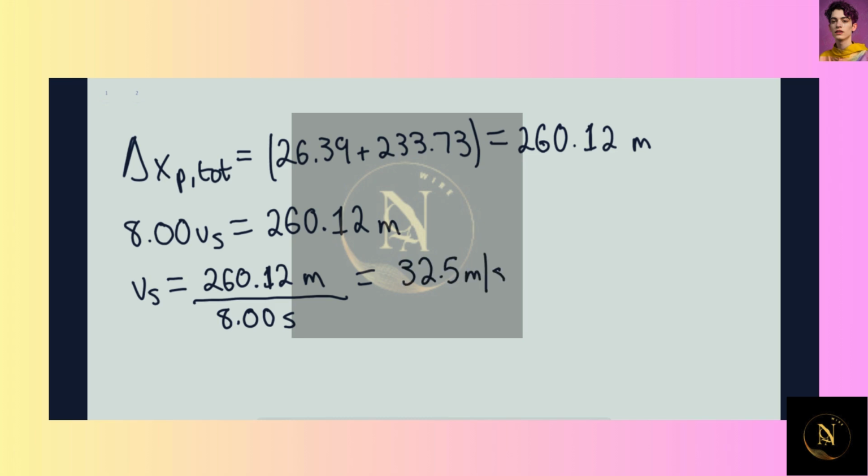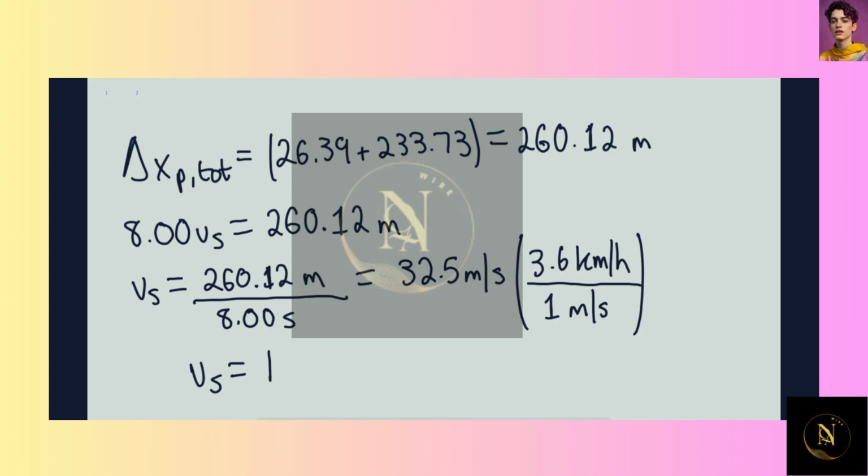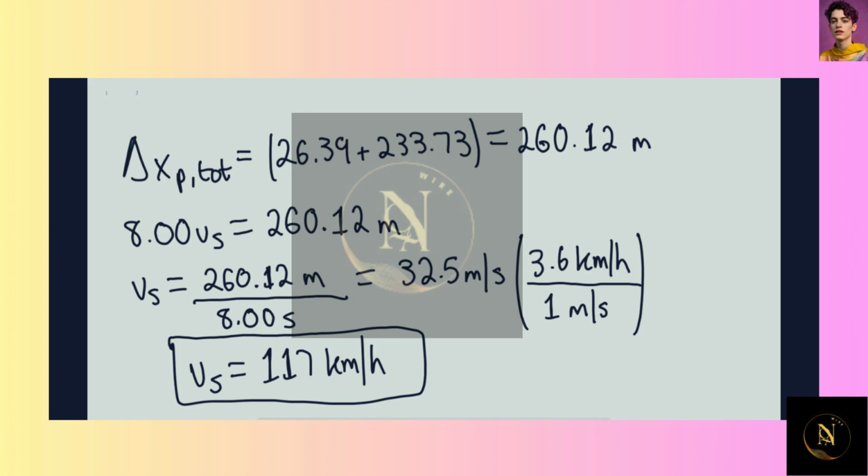This is going to equal 32.5 meters per second. We can convert, so 3.6 kilometers per hour for every 1 meter per second. And we find that the final velocity of the speeder is approximately 117 kilometers per hour. This is our final answer. That is the end of the solution.